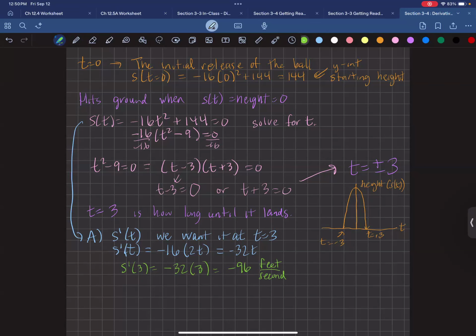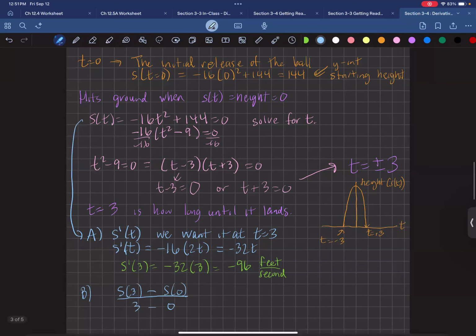Well, what is the average velocity? That was part A. Average velocity is, we do it at 2 points in time. We're doing S of 3 minus S of 0 over 3 minus 0. S of 3 is 0. S of 0 is 144. That's how high up it started. And we got 3 minus 0. This is negative 144 over 3. And if you divide by that, it's negative 48 feet per second.